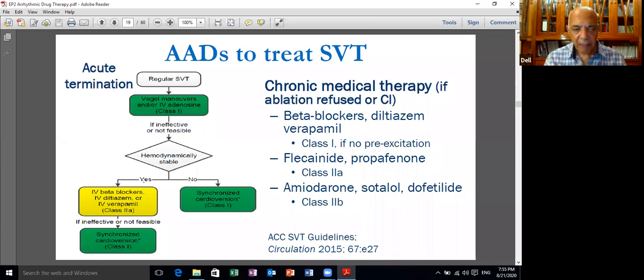An important caveat here is that verapamil and diltiazem are as effective as adenosine. Adenosine should be given very rapidly because it's metabolized by the red cells. So in order to reach the heart, it should be given as a bolus, a very quick injection. In contrast to the injection of verapamil, which should be given very slowly to avoid hypotension and consequent sympathetic stimulation, which accelerates the supraventricular tachycardia. If the patient is hemodynamically unstable, or if these drugs fail, then we can use synchronized cardioversion.